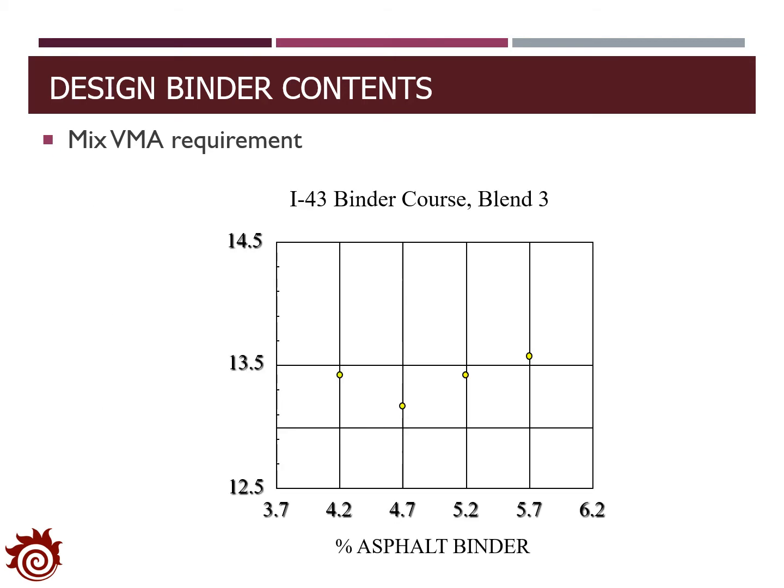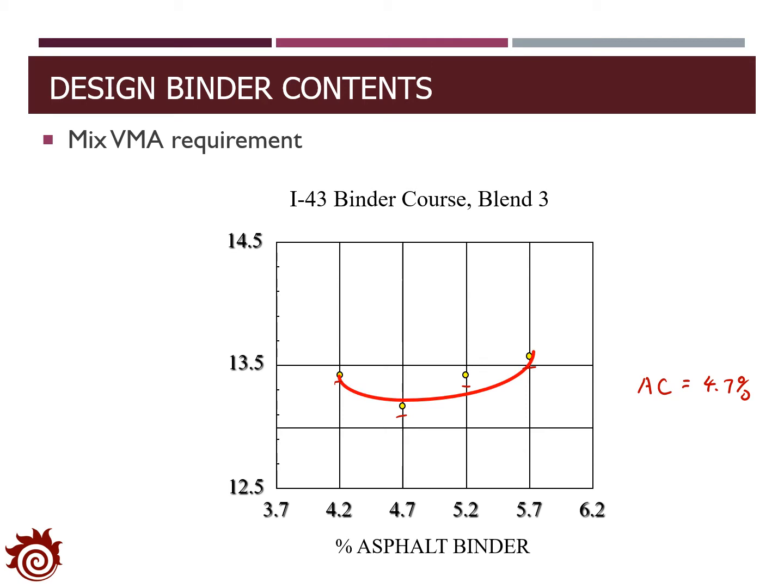In order to check the mixed VMA requirement, we have to estimate the value of VMA at the designed binder content. From the mixed air void requirement, we find that the designed asphalt content is 4.7%. Also from the test, we will get the measurements about VMA at different asphalt contents, which will be shown as the 4 points in this figure for the four specimens.